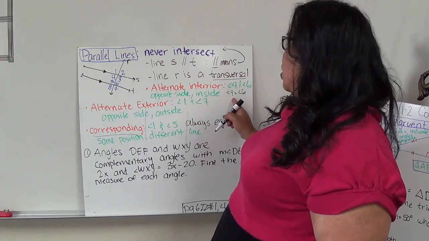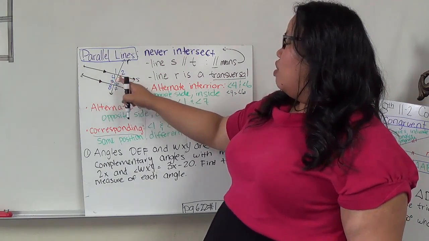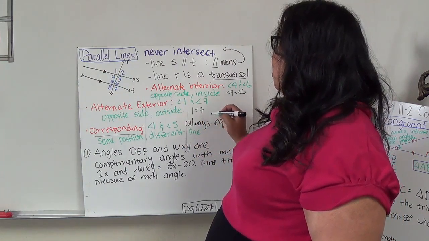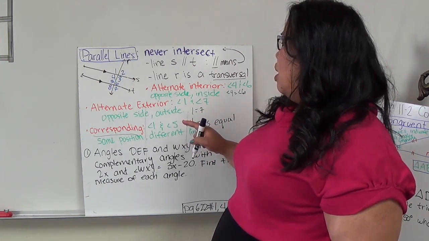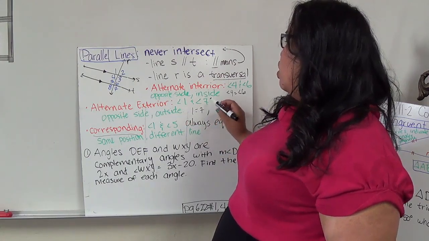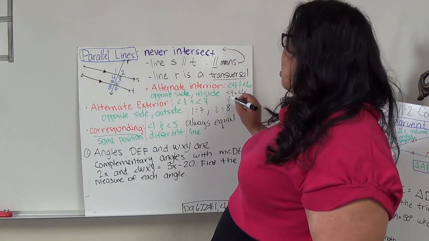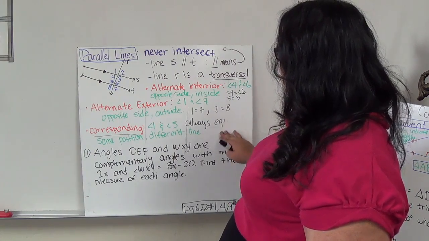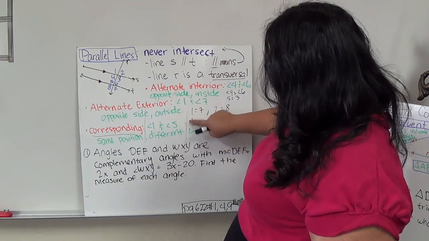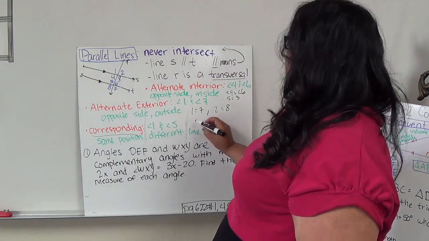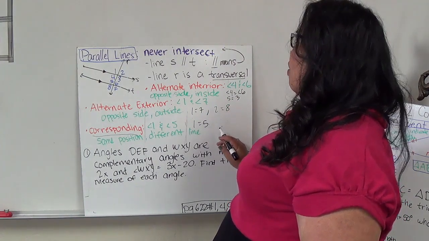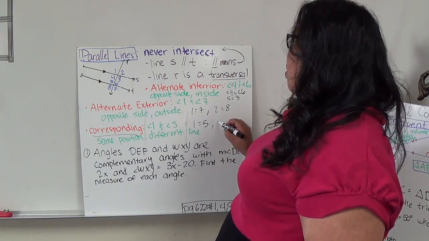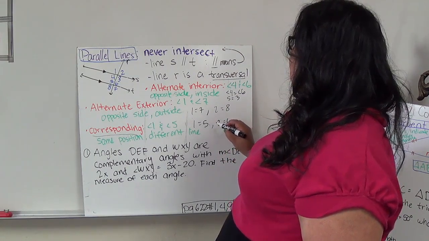So there's lots of options here. This is 4 and 6 alternate, 5 and 3 is alternate, 1 and 7, 1 equals 7. And we also have 2 equals 8. This one is 5 equals 3. I put this here, this is supposed to be 1 equals 5. And we have 2 equals 6.